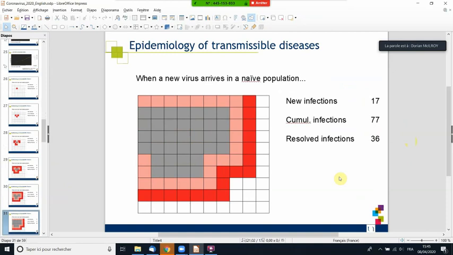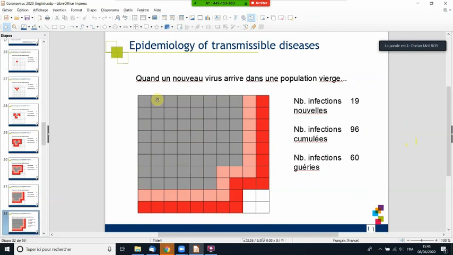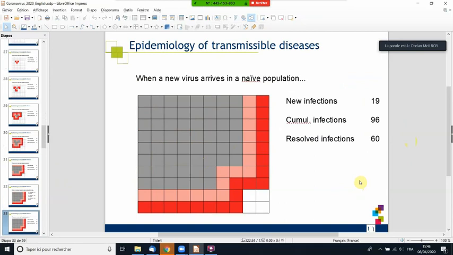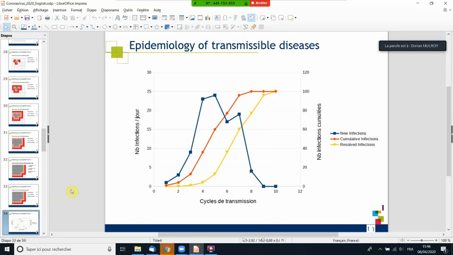But at the end, the population becomes immune, because everybody has been infected and the virus can't find any more hosts for transmission. So at the end, the infection is going to burn itself out once it has infected pretty much everybody in the population. If you put this on a graph, just this simple example with a population size of 100 individuals, in blue are the new infections, the number of new infections at every cycle of transmission. The red is the cumulative number of infections, and yellow is the number of resolved infections.